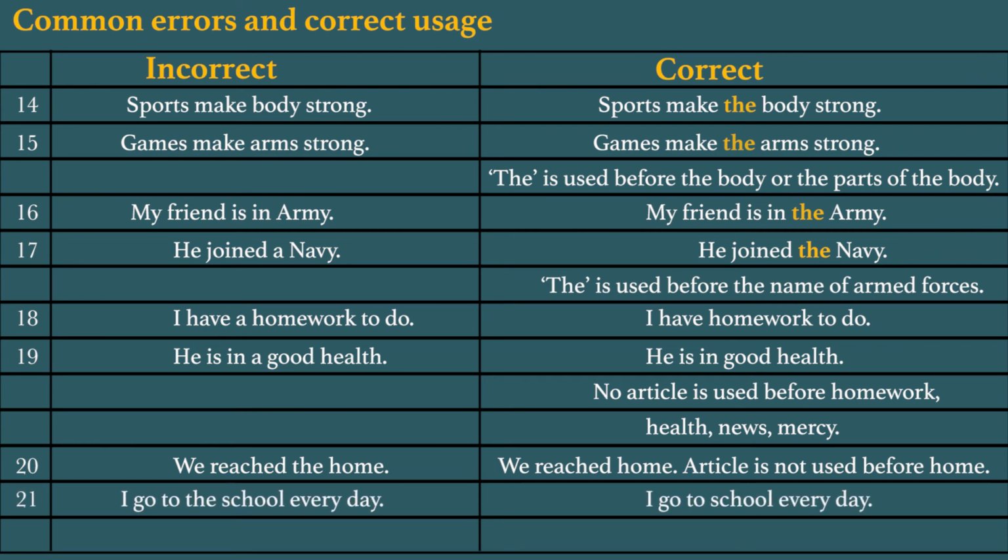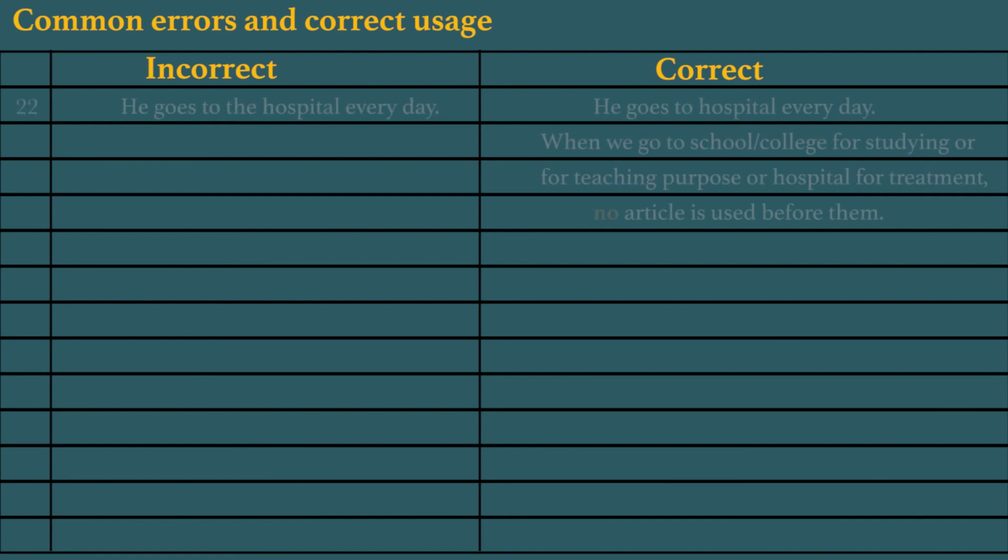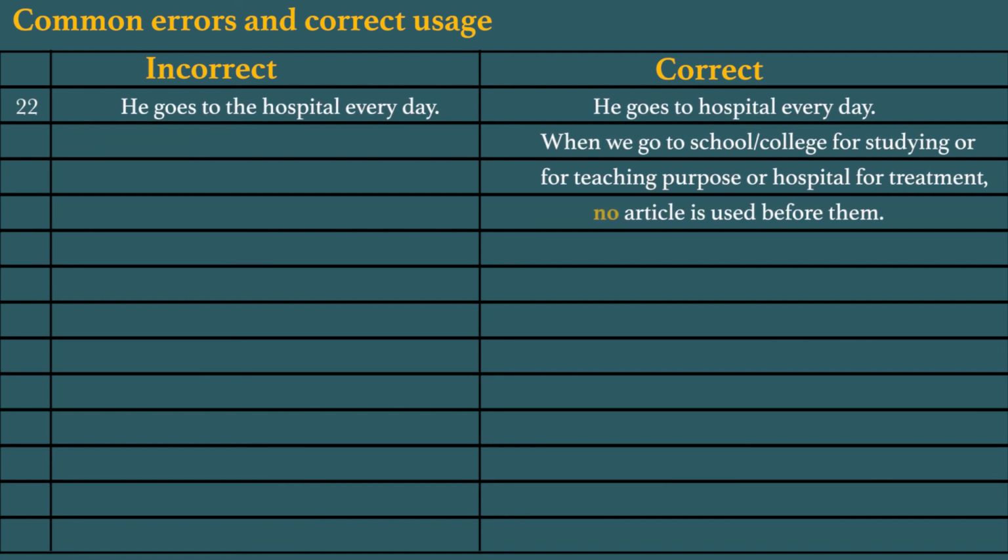I go to the school every day is wrong. I go to school every day. Similarly, he goes to the hospital every day is also wrong. He goes to hospital every day. When we go to school or college for studying or for teaching purpose or hospital for treatment, no article is used before them.